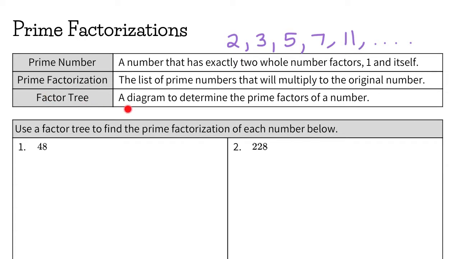And the last definition is a factor tree. This is a diagram to determine the prime factors of a number. So I have 4 examples to do with you guys. Let's look at that first one.